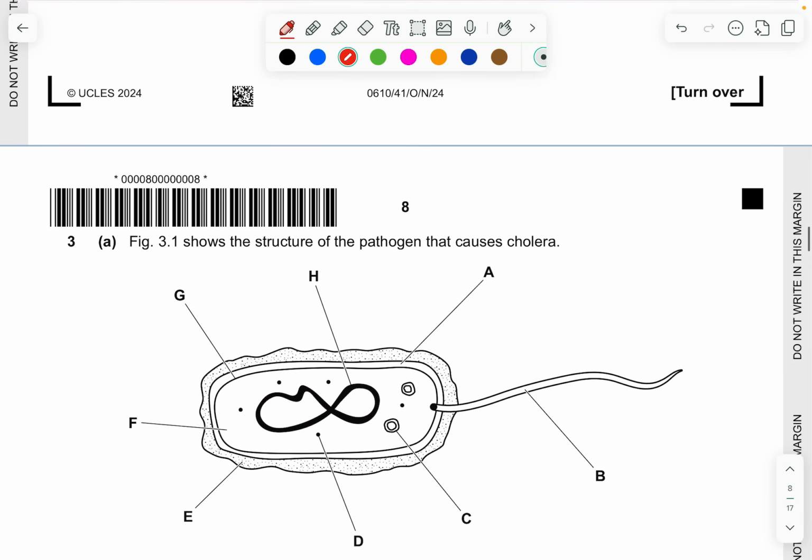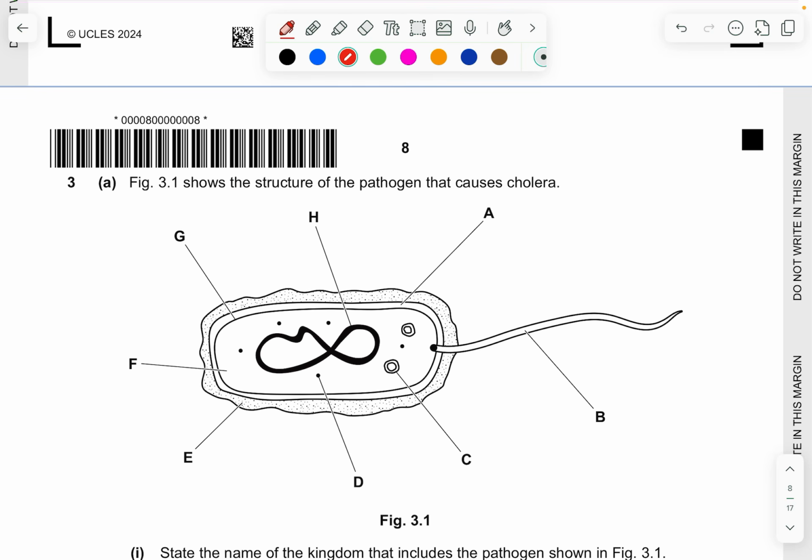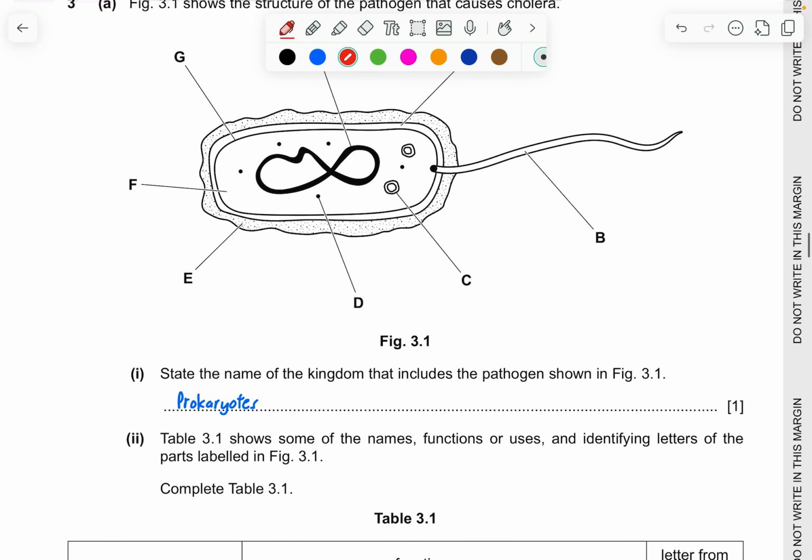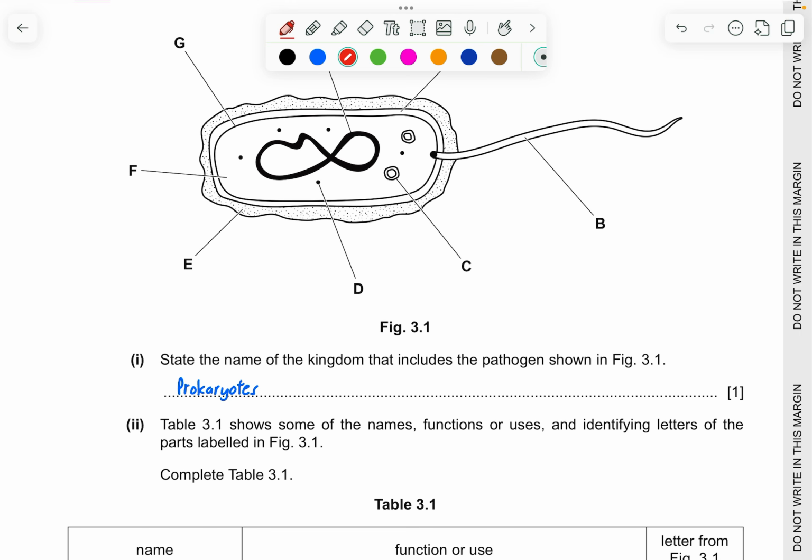Okay, now we're going to go to the third question. They're going to link with you with chapter 1 entirely. So figure 3.1 shows the structure of the pathogen that causes cholera. So you can see they're going to link your chapter 1 to cholera questions later on. State the name of the kingdom that includes the pathogen shown in figure 3.1. So prokaryotes. I think it's straightforward.